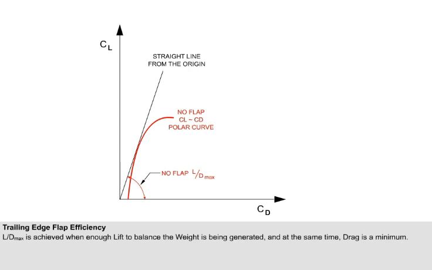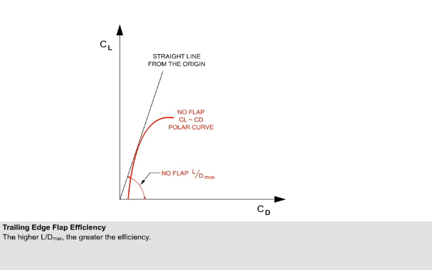We have already seen that CL max increases as the flaps are lowered, but unfortunately drag will also increase, so we need to consider L/D max. We must generate enough lift to balance the weight, but at the same time, drag must be a minimum. Therefore, drag will divide into lift the maximum number of times. We call that L/D max.